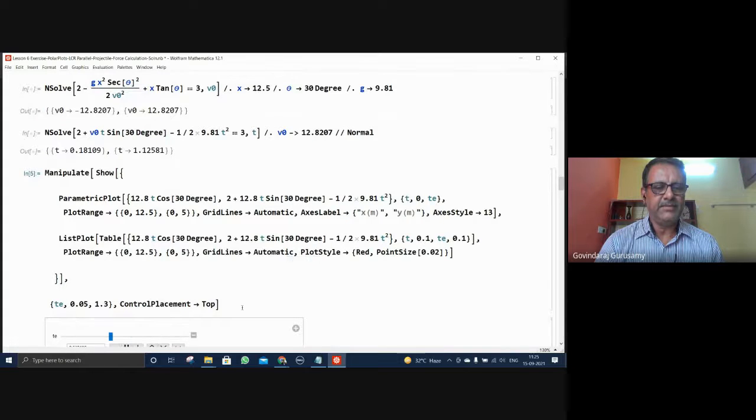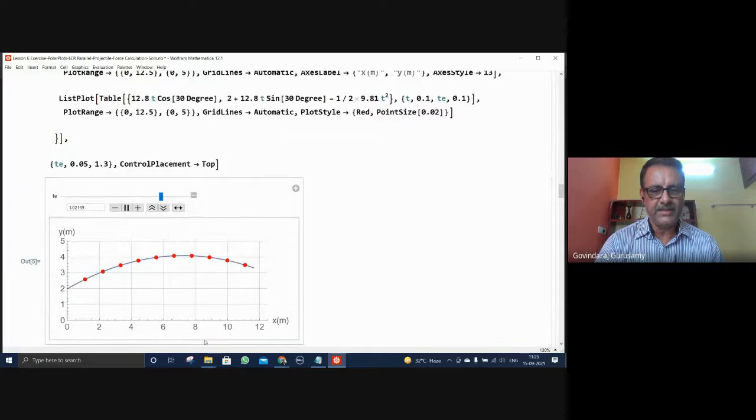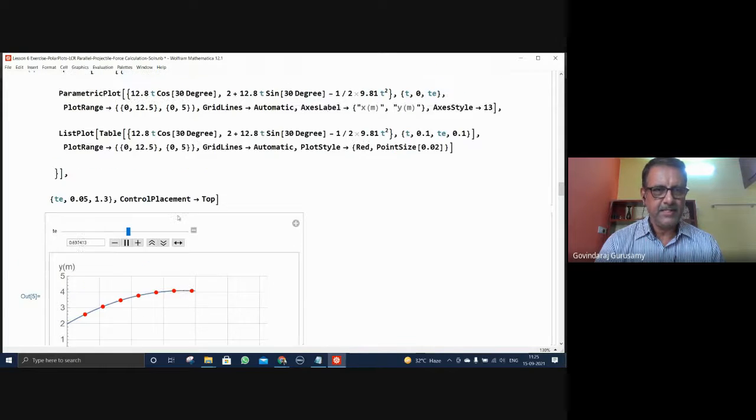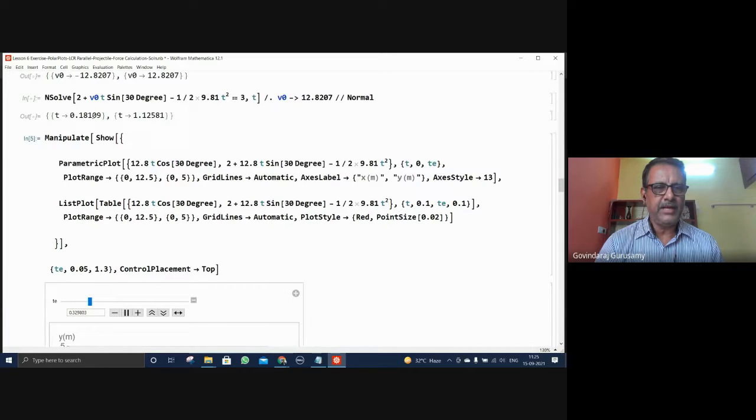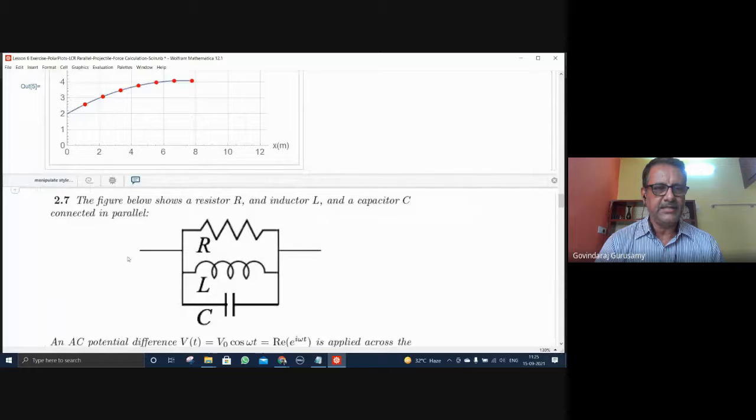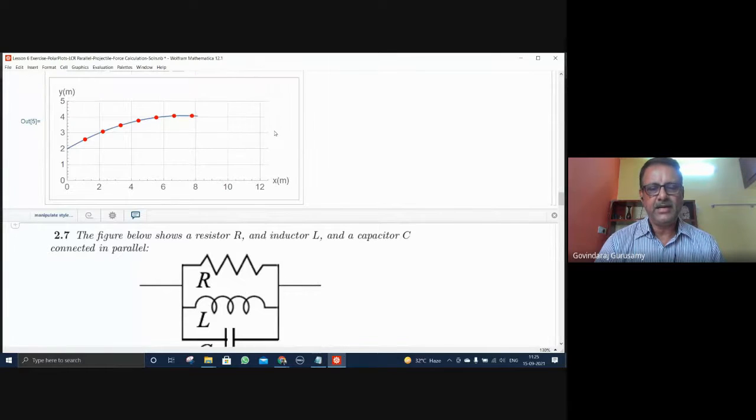0.1809 seconds. The time is not seen here because this is the x range, this is y. The time is not seen explicitly because you are plotting x versus y for different times. And at the time of 0.18109 seconds, it touches the 3 meter height. And again, it touches the height at 12 point. You can find out the range at that point.